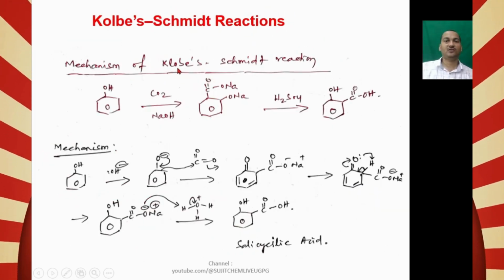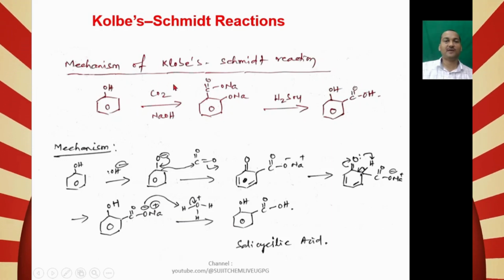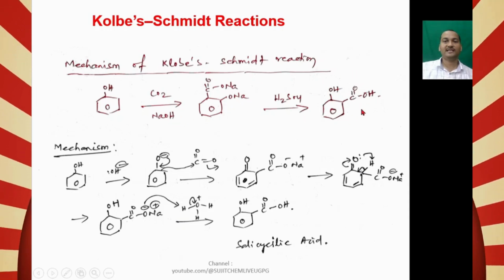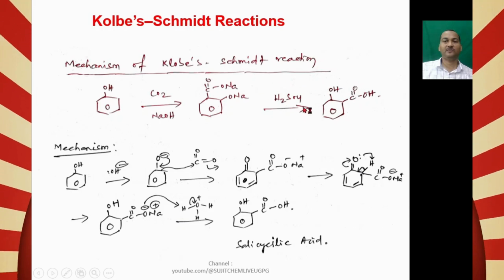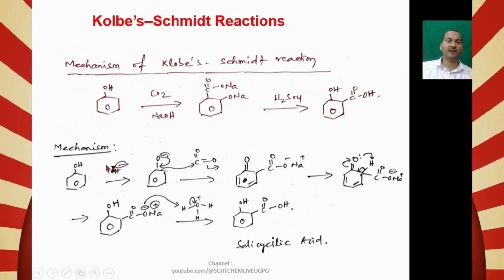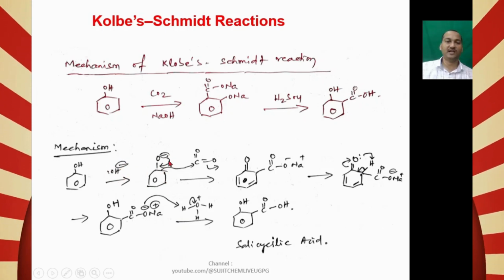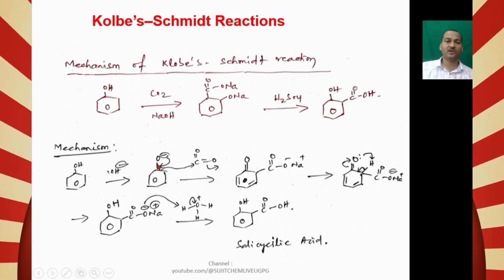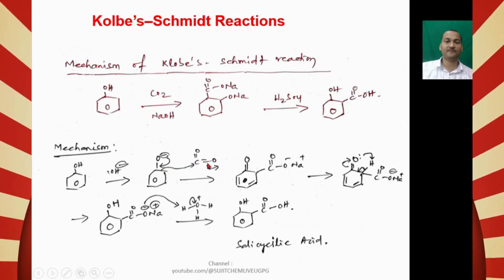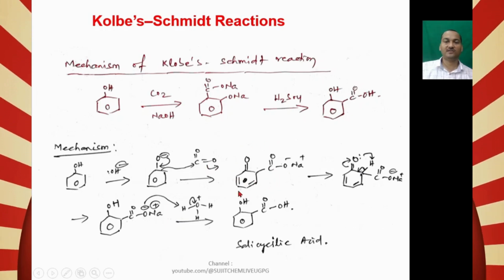The next is Kolbe-Schmidt reaction. Phenol reacts with carbon dioxide in presence of sodium hydroxide, giving rise to salicylic acid in presence of sulfuric acid. Phenol upon reacting with sodium hydroxide, OH minus ion, you can have phenoxide ion. When this O minus comes here, the pi bond here will attack this carbon and the double bond will break on oxygen. So you can have this structure.